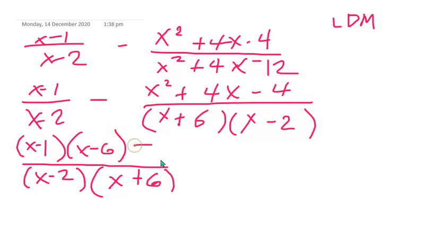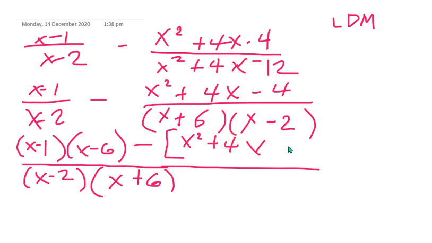Then, copy minus. Lagyan po ng grouping symbol. x plus 6 times x minus 2 divided by the denominator here is equal to 1. So we will just copy x squared plus 4x minus 4. Okay? And since this is subtraction, we're going to change this to positive. This is negative. This is negative. This is positive. Okay?